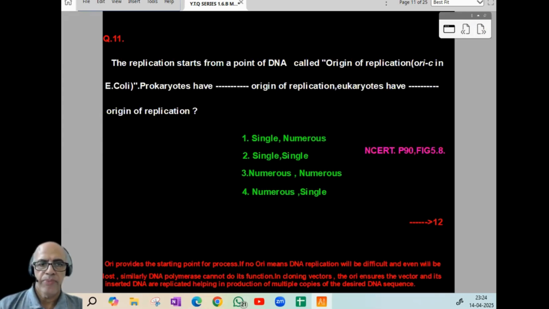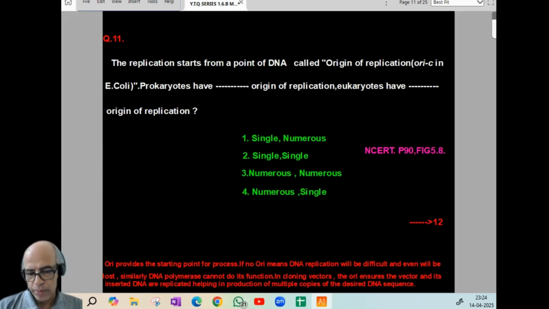Now coming to the 11th. Replication starts from a point of DNA called the origin of replication, as in E. coli. Prokaryotes have a single origin of replication, eukaryotes have numerous origins of replication. So for the 11th one, the option is 1.